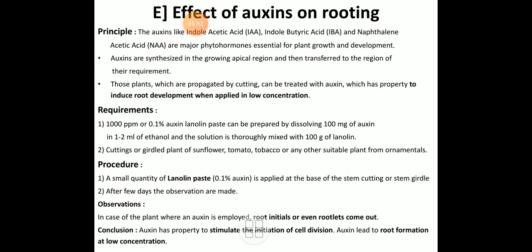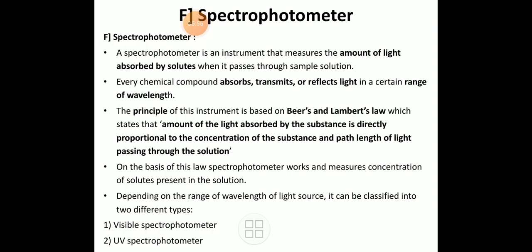That is proved. So this is the effect of auxin on rooting. Now we have the spectrophotometer, an instrument which is very useful in plant physiology, that we have also taken in a physiology demo experiment. A spectrophotometer is an instrument that measures the amount of light absorbed by solutes when it passes through the sample. So it is a simple thing.